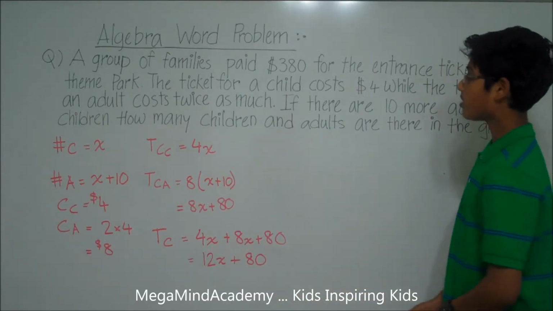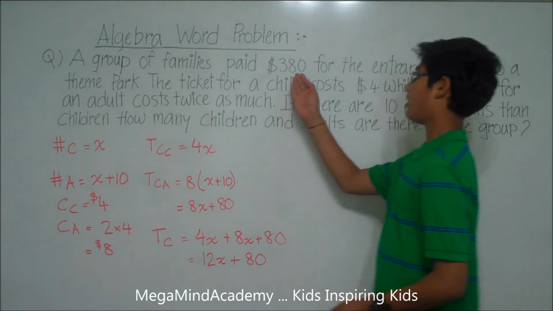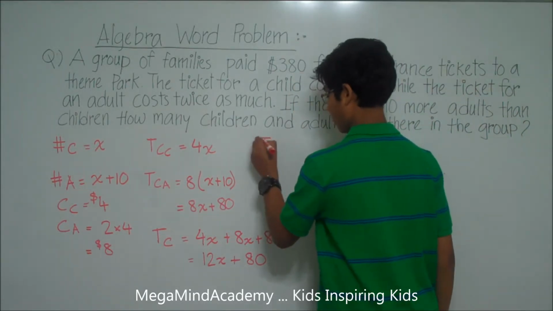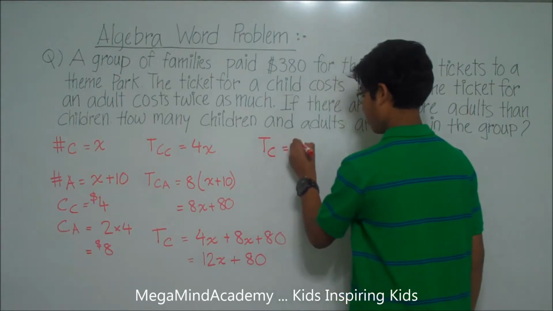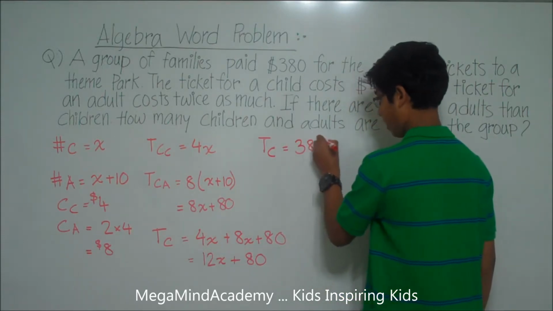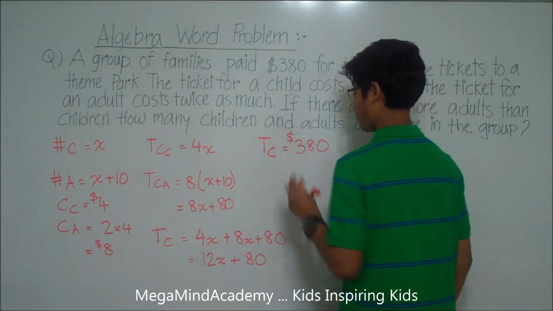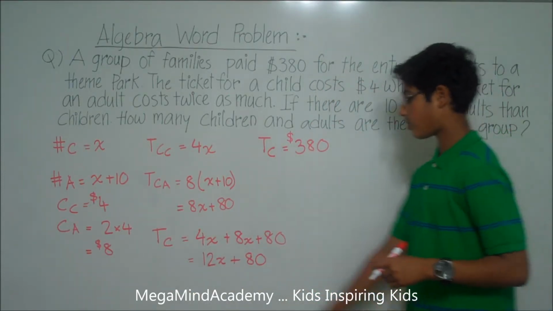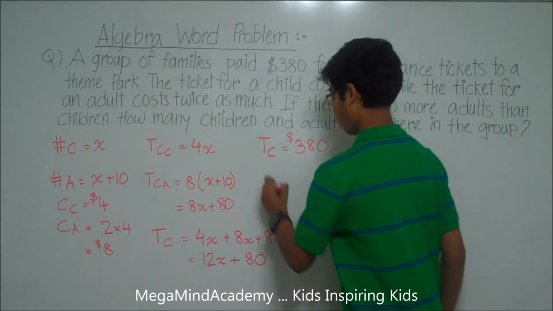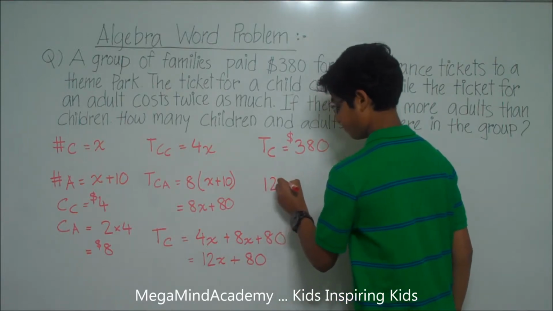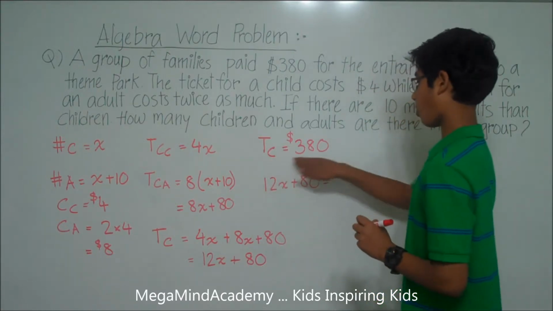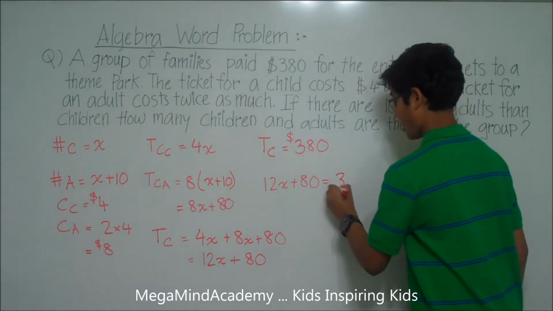Now, the problem also states that the group of families paid $380. So the total cost is also equal to $380. And we know that the total cost cannot change. So this means that the total cost, which is equal to 12x plus 80, is also equal to the total cost, which is $380.